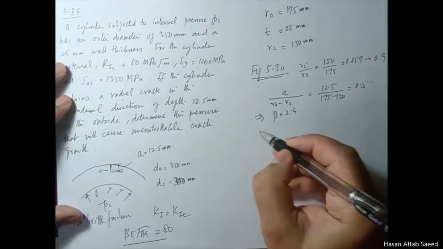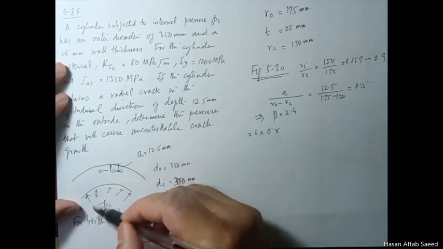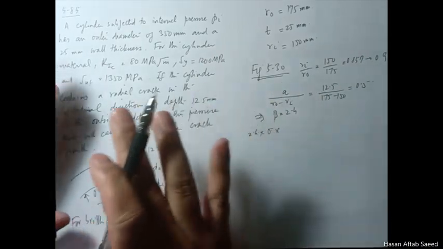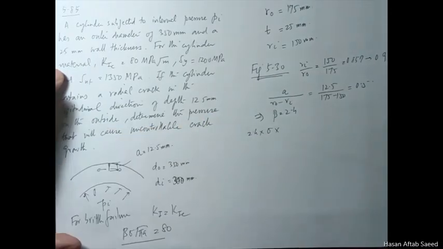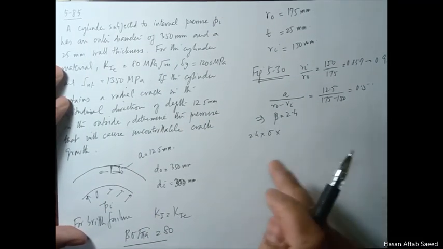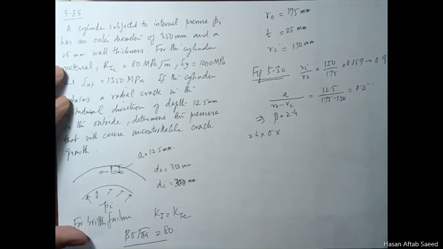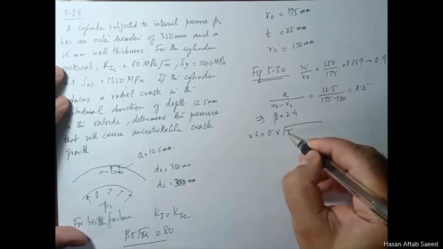Putting in the values, 2.4 into sigma, because we need to find the pressure. First we need to find the far field stress, and from the far field stress we'll find the pressure, just like we did in the last problem. We found the stress first, and then from that stress we found the force required to create that stress. So just put in the values.